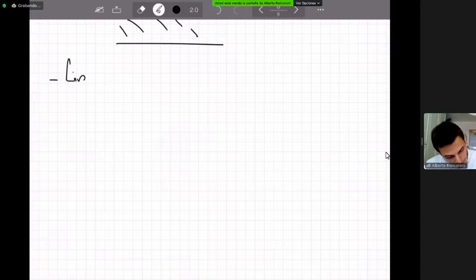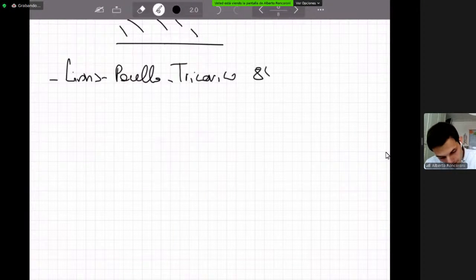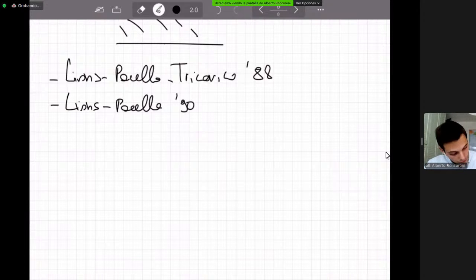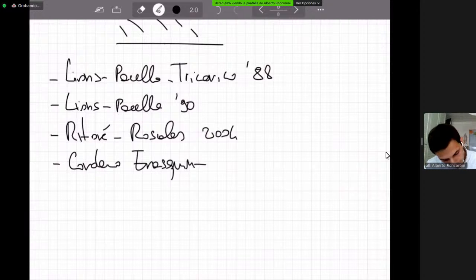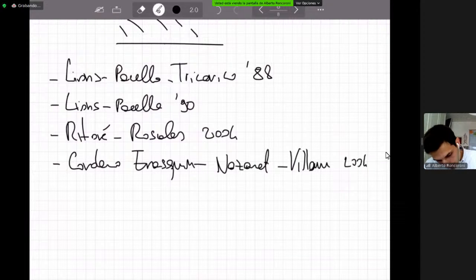So of course there is this paper by Leon, Pacella, and Tricarico, '88, and a paper by Leon and Pacella, '90. Then there is a paper by Ritoré and Rosales, 2004, and also one by Cordero-Erasquin, Nazaret, and Villani, always in 2004. For example, in this paper they study the anisotropic Sobolev inequality in the Euclidean space.